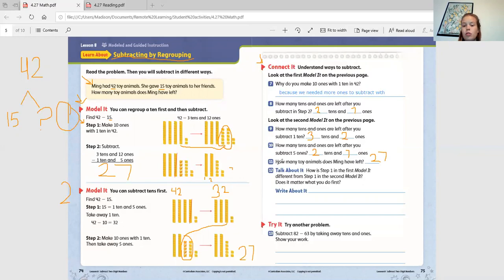So down here, number 12, it says, how is step 1 in the first model different from step 1 in the second model? Does it matter what you do first? So the first step in this one up here is we made our 1 ten turn into 10 ones. And then our first step down here was we took away a 10 first. And if you notice, we got the same answer for both problems. So it doesn't matter which step you do first. You just have to make sure that you end up doing all of these steps.